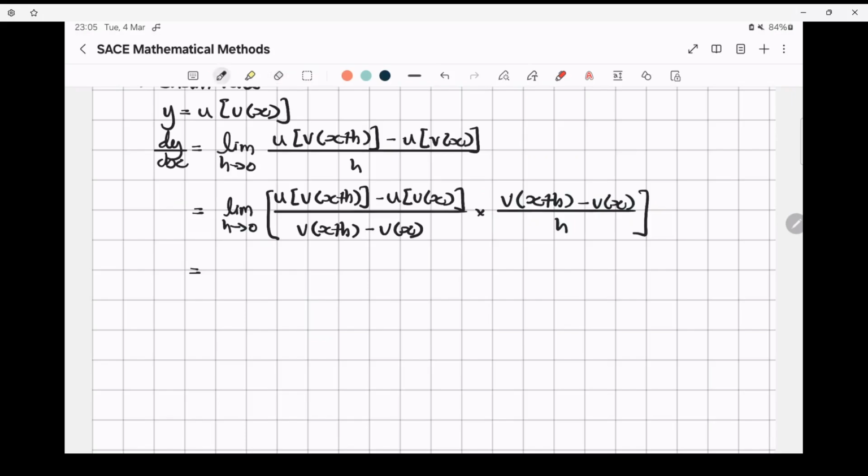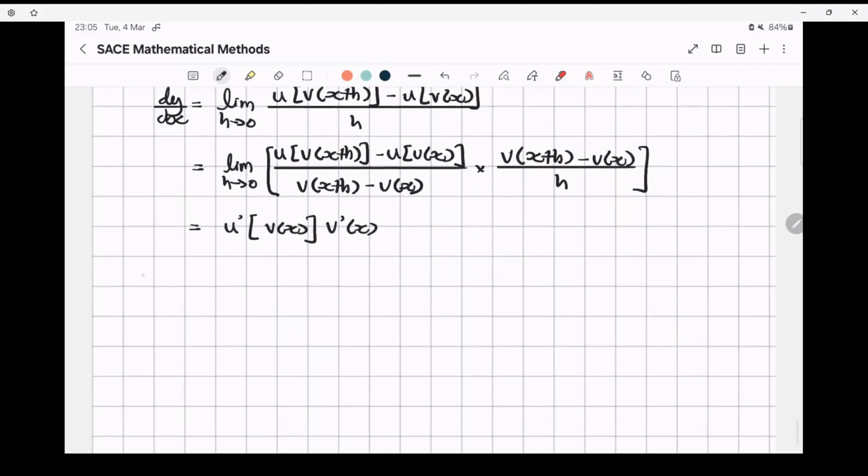So after that, evaluate the limit. The first part will be u prime vx, and then you differentiate v. So that is your chain rule. The reason why it is the case is also easy to see, because this particular limit when you evaluate gives you u prime vx, whereas this part will give you v prime x. So that's how you see this.